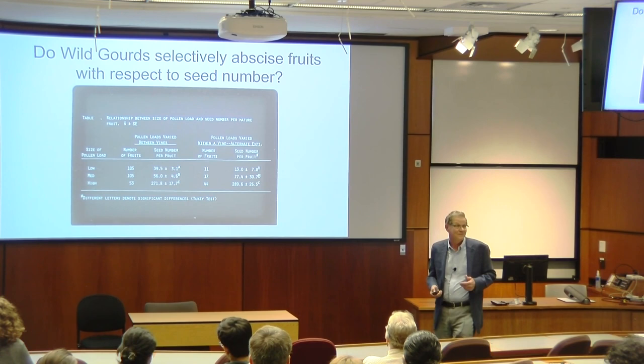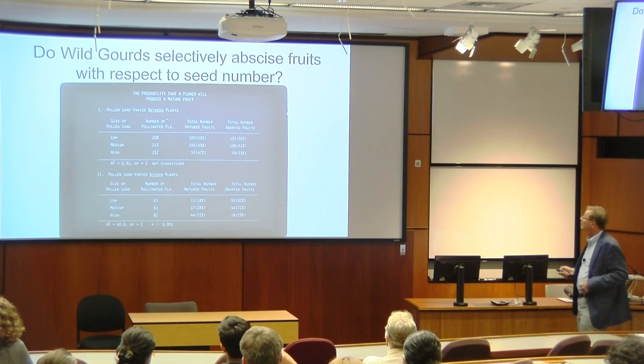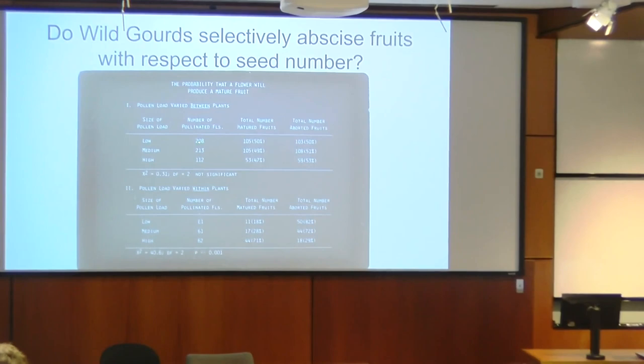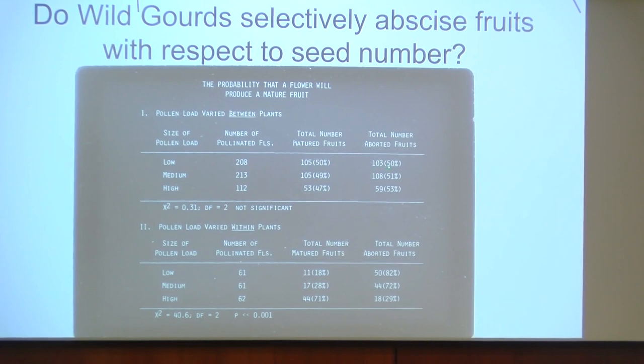So, here's when we varied the pollen loads between plants. The ones that had the small pollen loads produced 208 flowers, 105 of which matured, 103 of which didn't, aborted. So we had 50% abscission here. On the mediums, we had 50% abscission, and on the large pollen loads, we had 50% abscission. No difference when all the flowers get the same size pollen load on a plant.